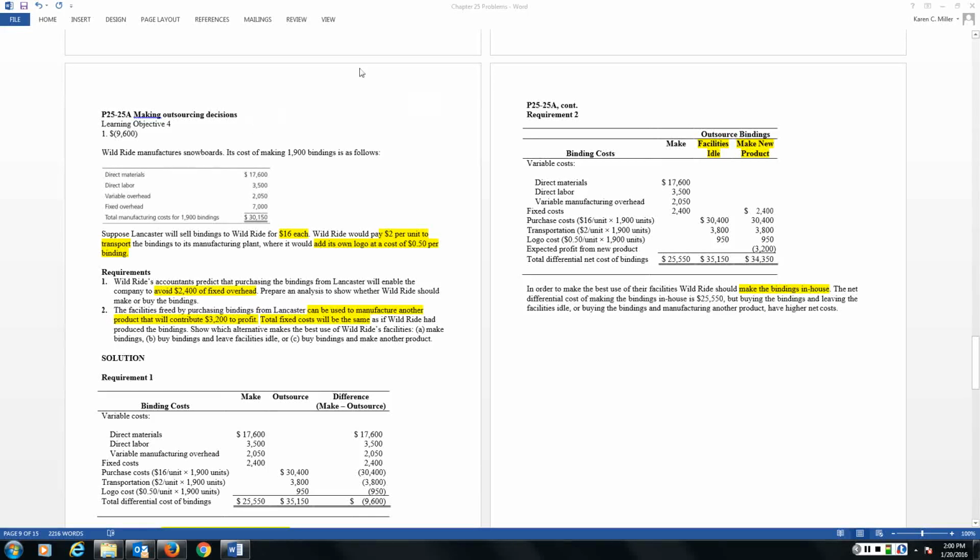Another short-term decision that companies might make, especially if they are running close to capacity issues or trying to consider whether to utilize capacity in a more efficient way to manufacture more profitable products, they might consider an outsourcing decision, a make or buy type decision. And so this example walks us through those steps.